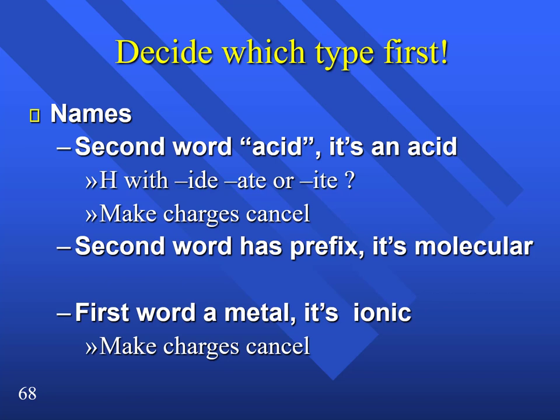If the second word has a prefix, it's molecular. Just do what the prefixes say. If it's neither of those two, it's going to be ionic. Or if the first word's a metal, it's ionic. And don't forget to do charges and make them cancel out when you're writing formulas. So given the names, you can figure out what type it is. That's your first decision. We've learned 3 sets of naming rules. The first decision is which of those 3 sets do I use?